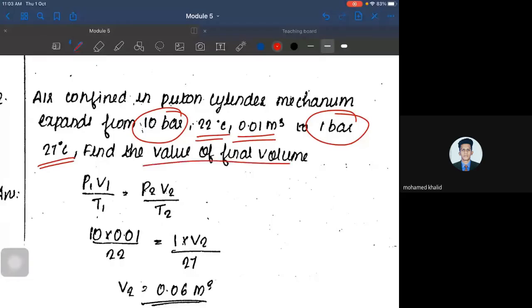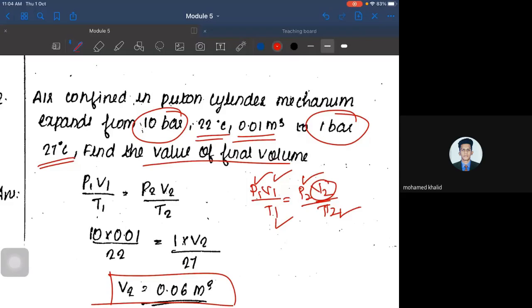You can just use P1 V1 by T1 is equal to P2 V2 by T2. In this expression, P1, V1, T1 is given, P2 is given, T2 is given. You can calculate your V2. As simple as that. It is 0.06 meter cube. That's it. Any doubts here? Any doubts?